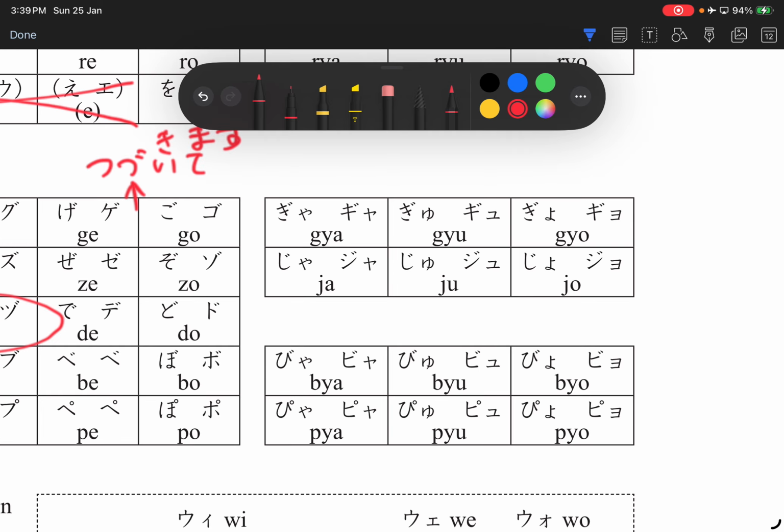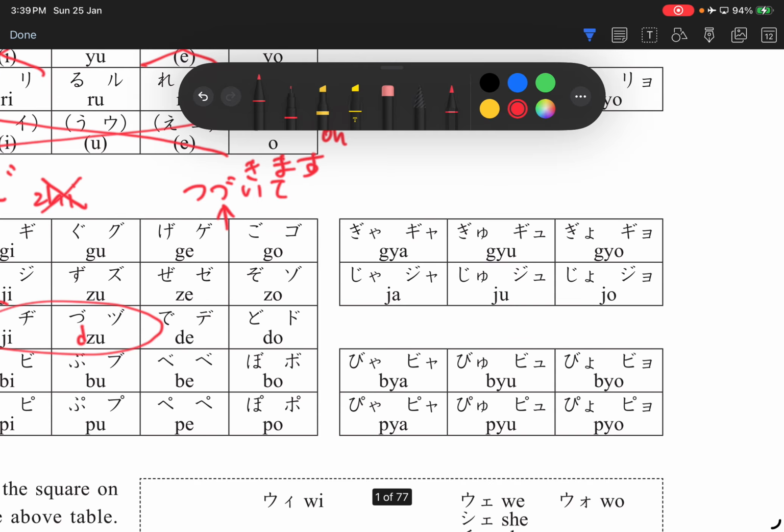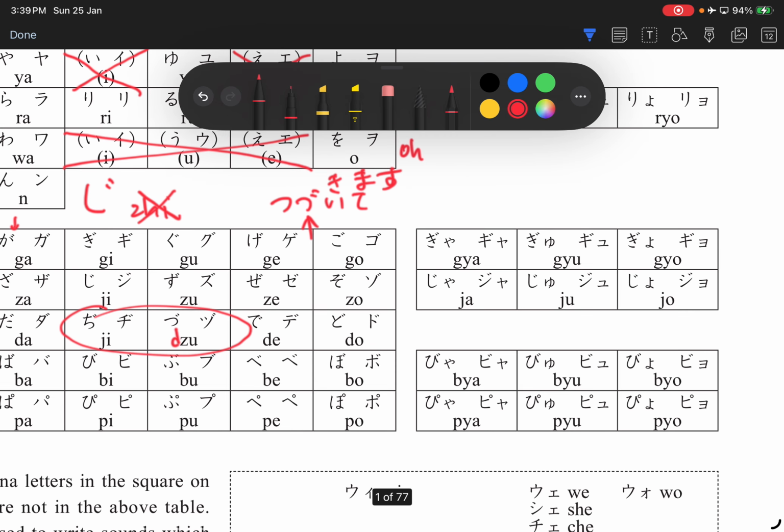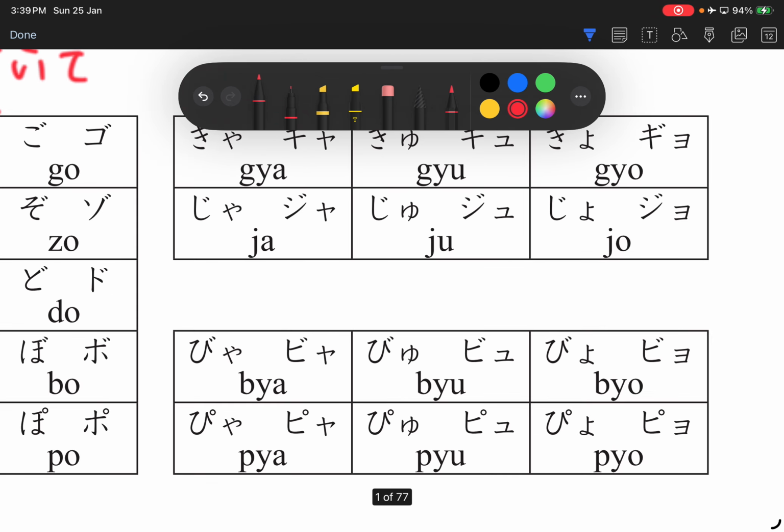Then of course, if the original has a contracted consonant, then the 2 dots version also has its respective contracted sounds. So for the G row we have gya, gyu, gyo, ja, ju, jo, bya, byu, byo. If it helps you, you can write this as JYA, JYU, JYO, if it helps you understand the pronunciation better.